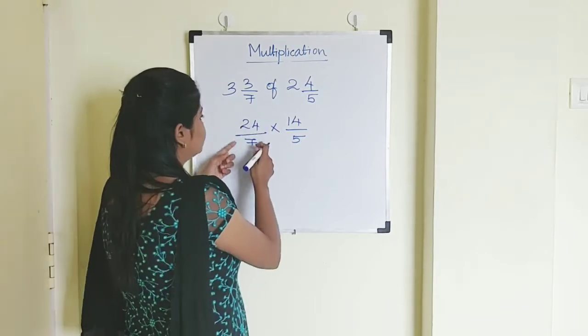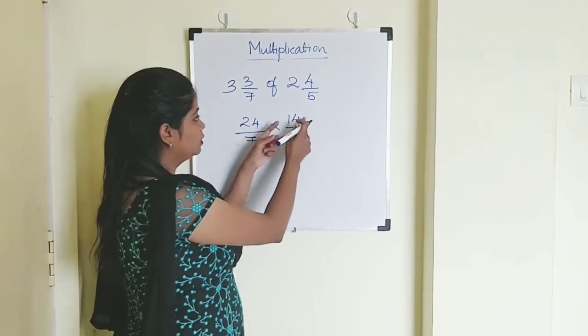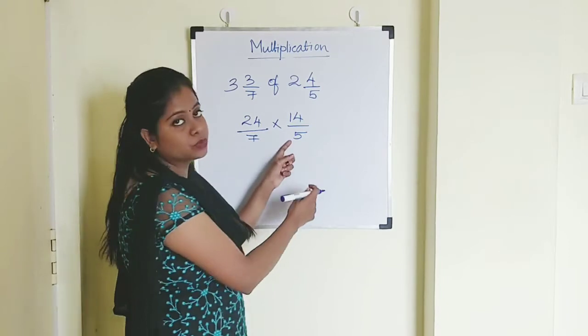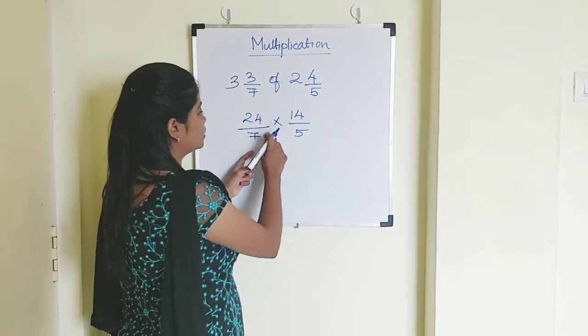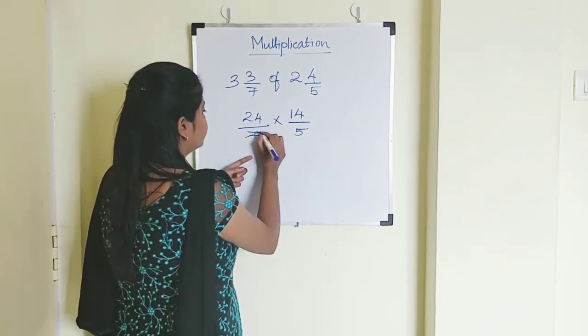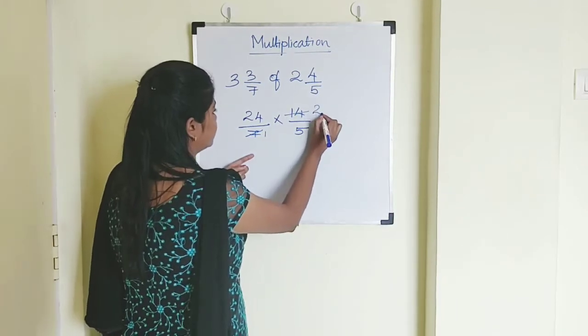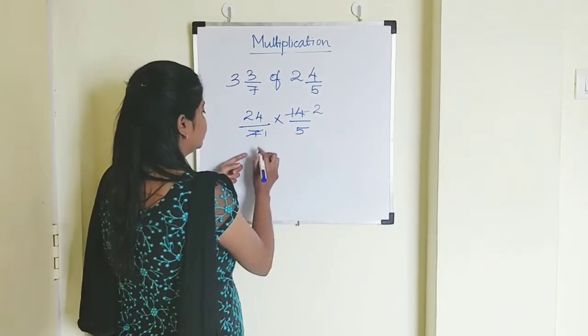So this and this, if you see, there is no possibility. If you see these two numbers, there is no possibility. But if you see cross, yes, I can. 7 1s are 7, 7 twos are 14. But here I can't do anything, so I'm going to leave it as it is.